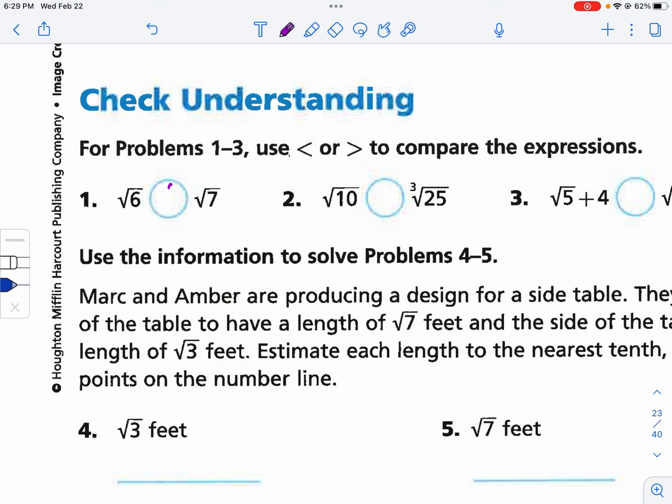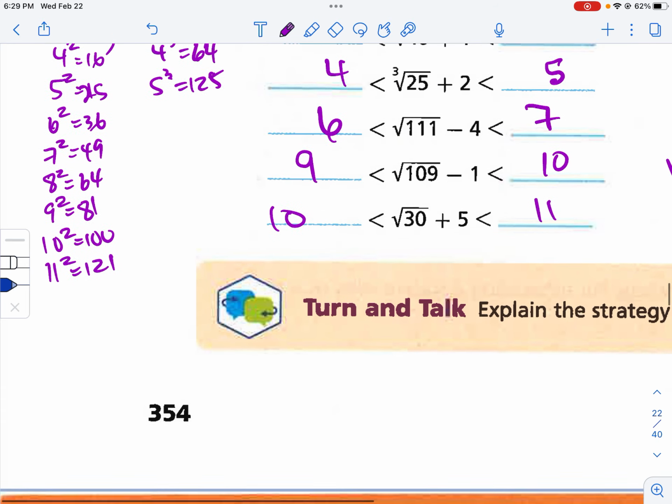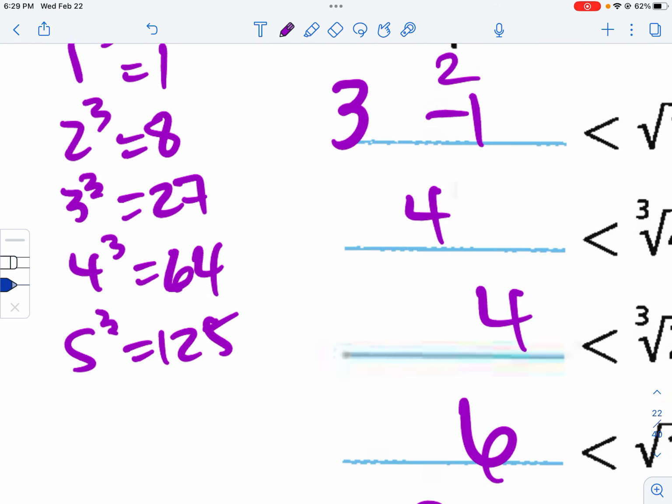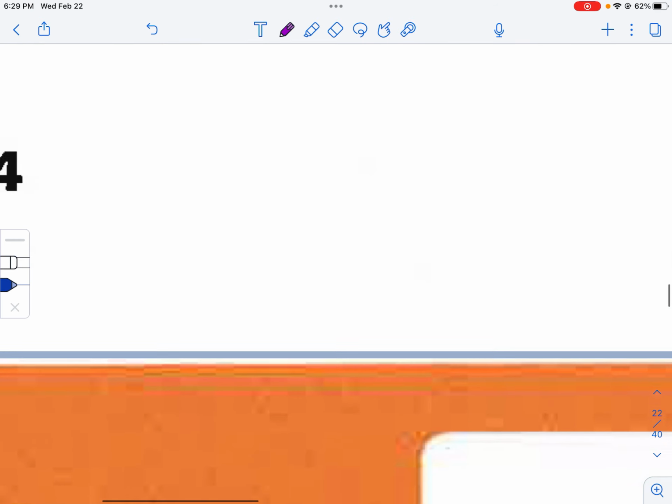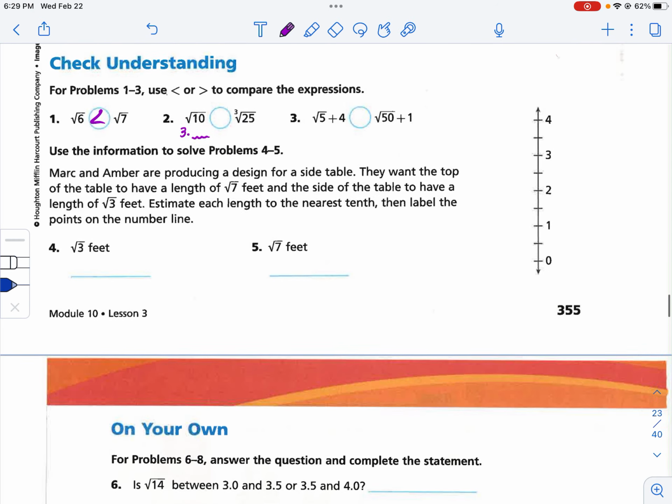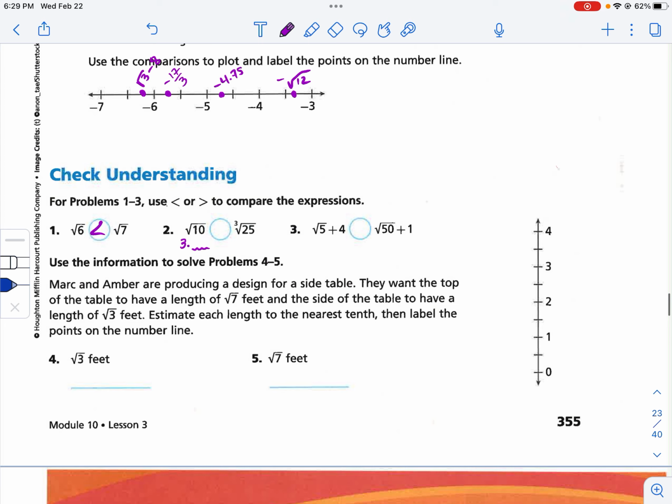Okay, this would be less than. This is approximately 3 point something. This is approximately cubed root of 25. Oh, where did I do my cubed roots at? 25. Oh, right here. This will be closer to 3. So it's closer to 3. Ooh, that's a good one.